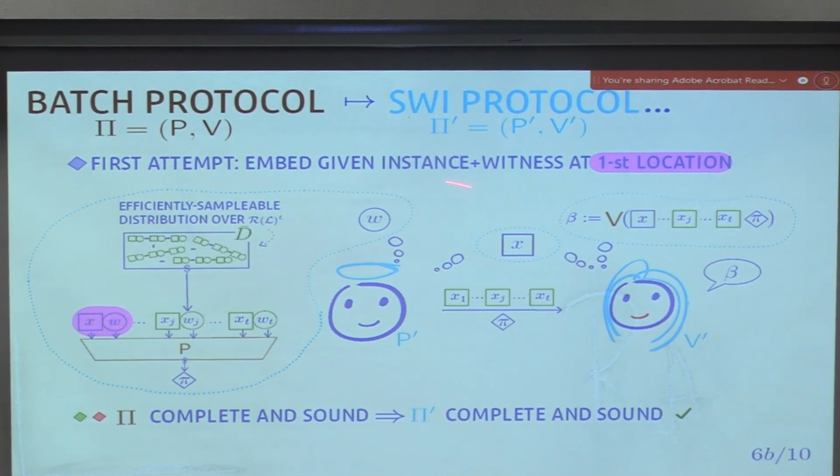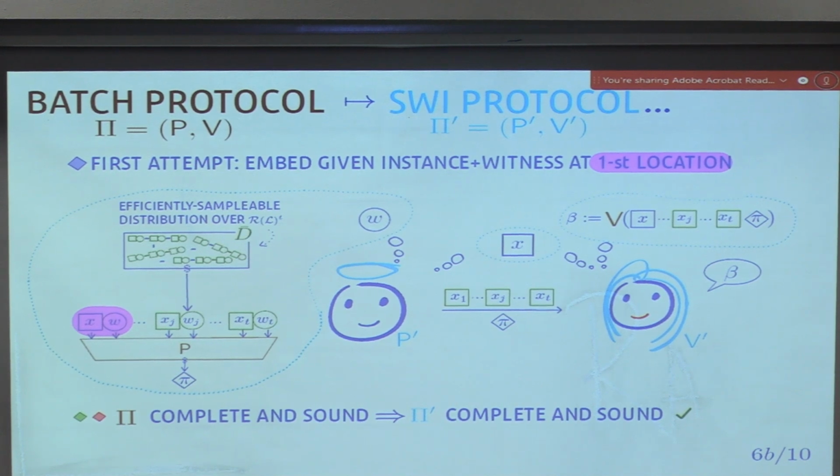Suppose that XW is in the language. We know that these instances are all in the language, so when you embed it here, everything is still in the language, all the instances. Therefore you reduce to the completeness of pi. For soundness, suppose that XW is not in the language, then this is also not in the batch language. Therefore you reduce to the soundness of pi. So the question is, what goes wrong when you try to argue SWI?